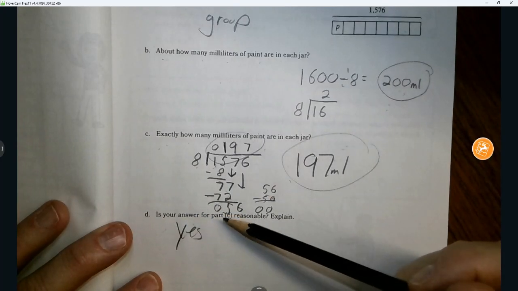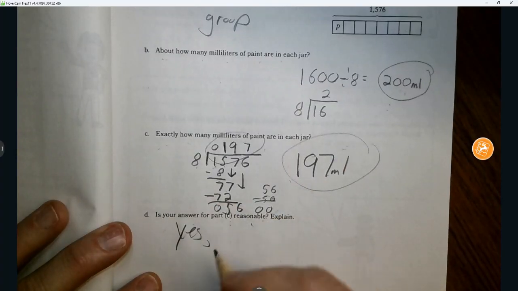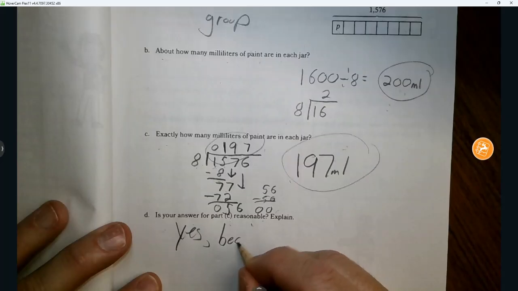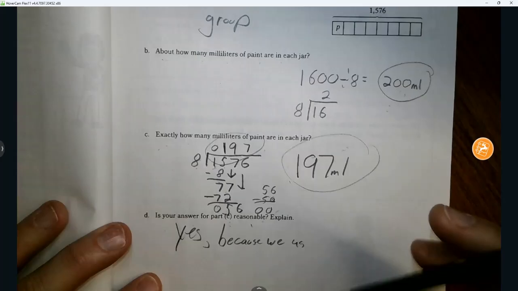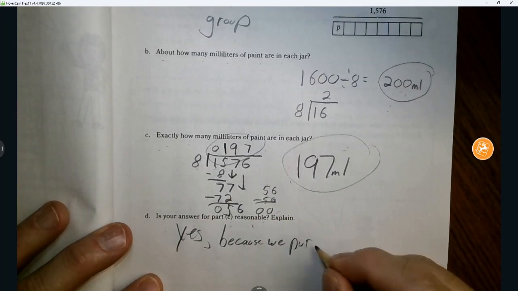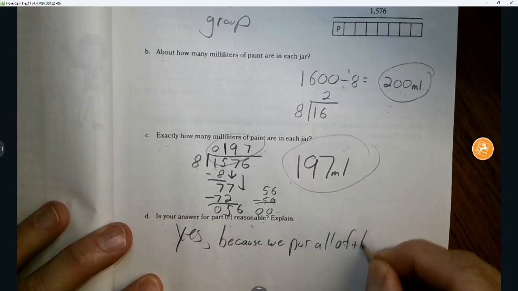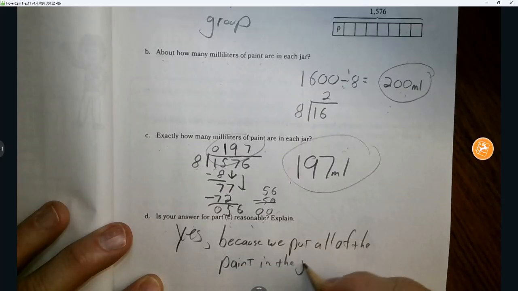So is your answer for part C reasonable? Explain. Yes, and you can say it's reasonable because we put all of the paint in the jars. Nothing left over. It's reasonable. It makes sense. You could also say because it's very close to our estimate, right?